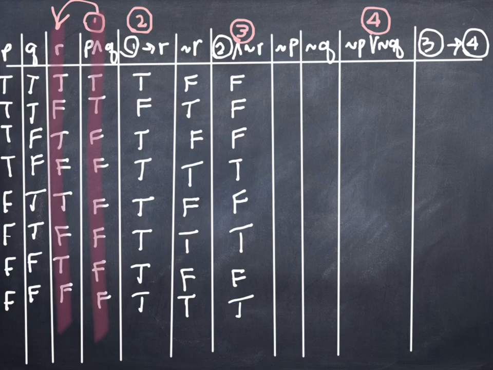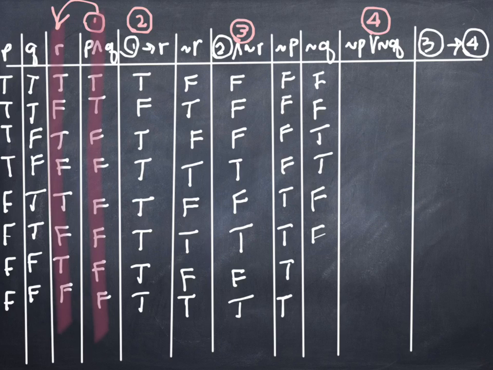Lovely. Tilde P. What do we have? 4 falses. And then 4 trues. And then column tilde Q. Good. False, false, true, true. False, false, true, true.